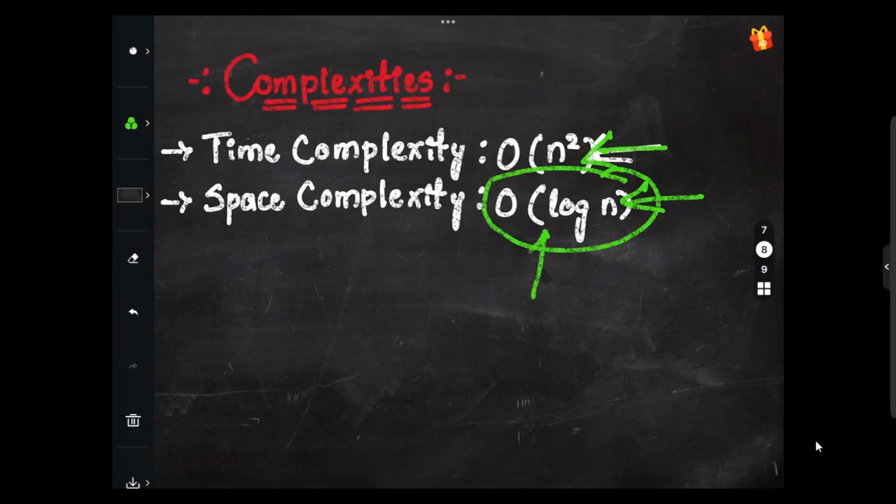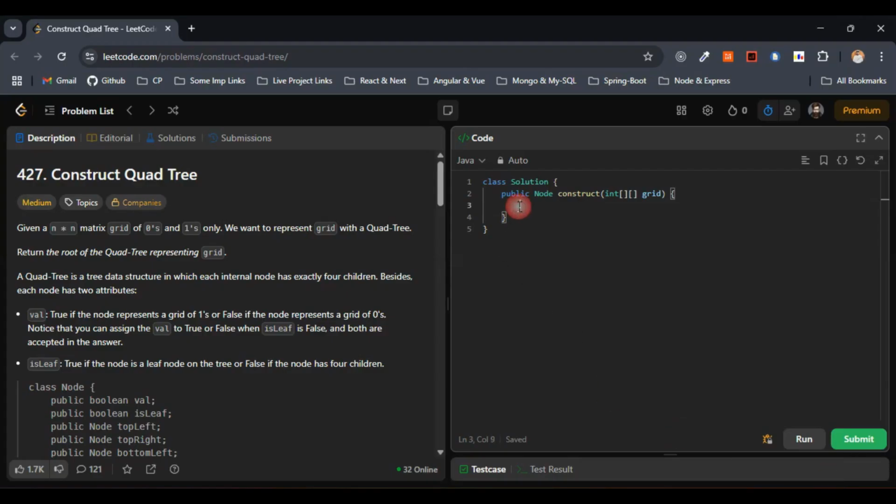So overall space complexity would be big O of log n, and overall time complexity would be big O of n square. So the time complexity and the space complexity for the code that we'll be writing would be big O of n square and big O of log n. Now, as we are completely familiar with the complexities and the approach, let's start writing the code.